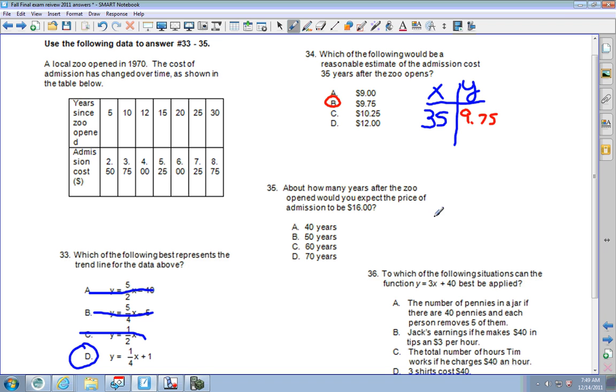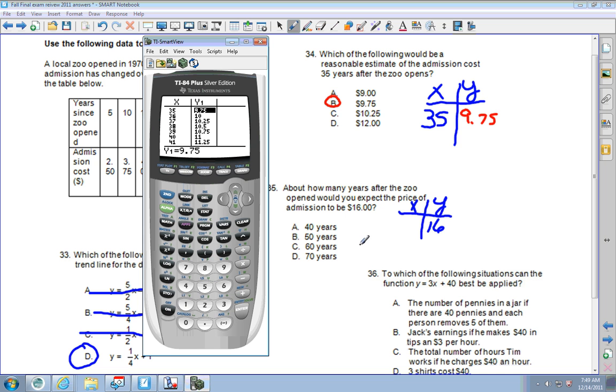The next one says, how many years after the zoo opened would you expect to pay $16? I guess with the price of inflation. The dollars go in the Y column. So on this one, there's no quick way to go to 16. You have to just go down and find where Y is 16. There it is. So it would be 60 years.